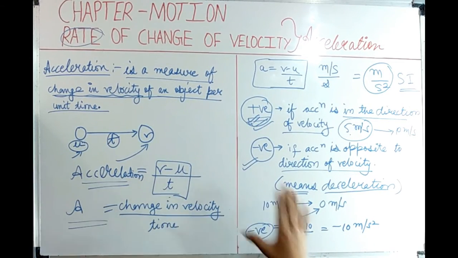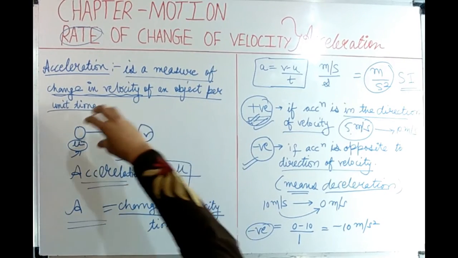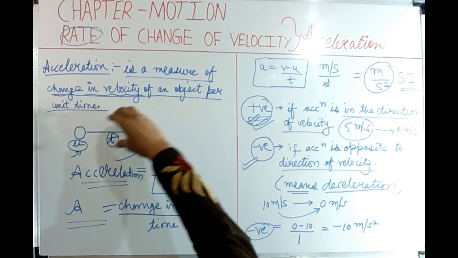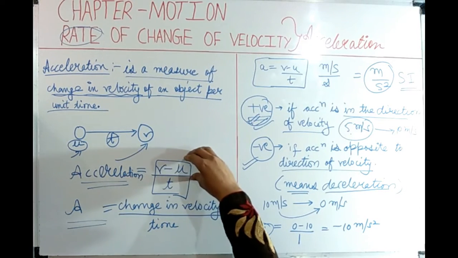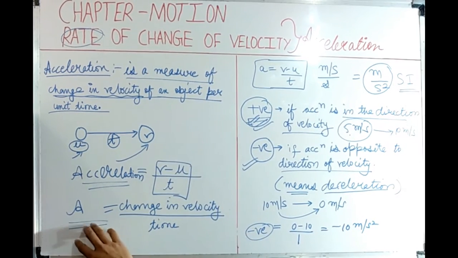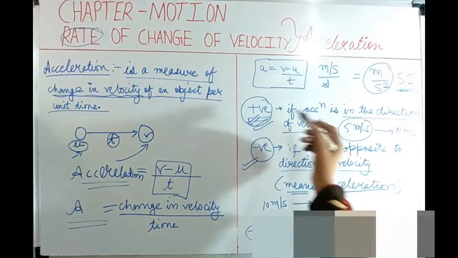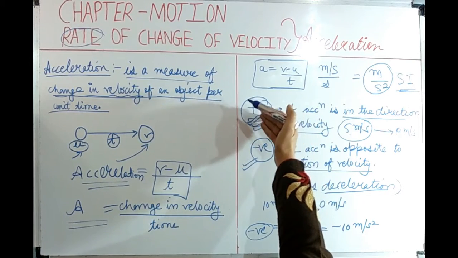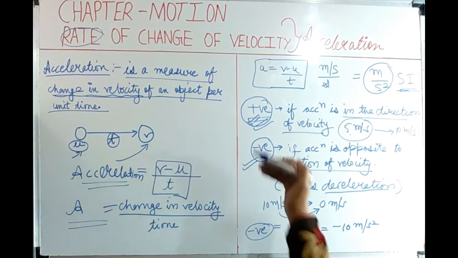So let's revise it once. Acceleration is a measure of change in velocity of an object per unit time. Initially the object was moving with velocity u and it has changed the velocity to v in time t. So the formula of acceleration is final velocity minus initial velocity divided by time. Acceleration is change in velocity upon time. The unit of acceleration is meter per second square, that is the SI unit. Acceleration can be positive and negative also. When we increase the velocity, we will get positive acceleration, and when we apply brakes, we will get negative acceleration.